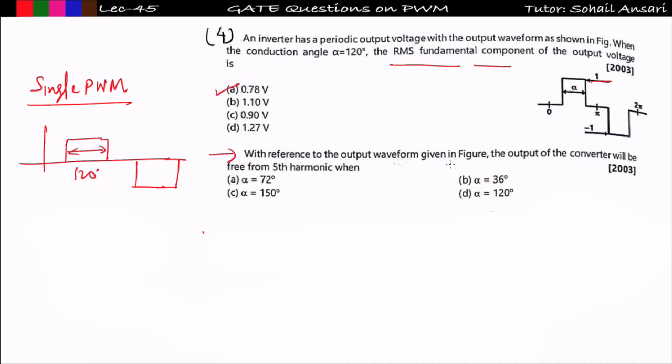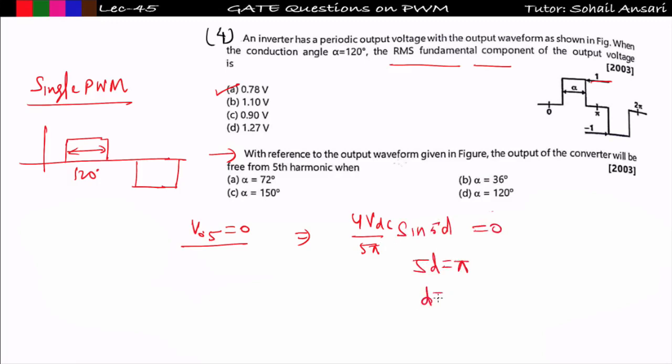With reference to the output voltage given in the figure, the output of the converter will be free from the fifth harmonic. As we know, I need to make V05 equal to 0. So V05 is nothing but 4 VDC upon 5 pi into sine 5D, that is equal to 0. So from here 5D will come out to be pi, so D will be pi by 5, that is 36 degree. So a pulse width of 72 degree is required to make the fifth harmonic equal to 0. So option A is correct.